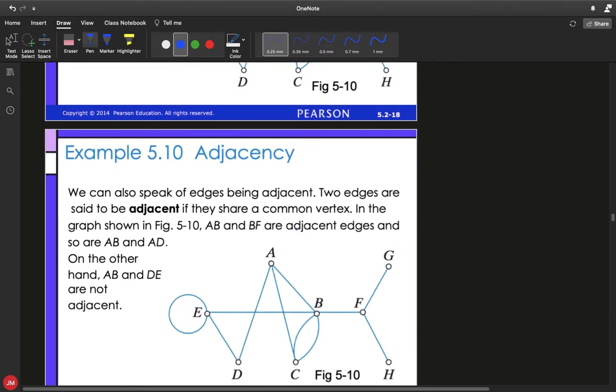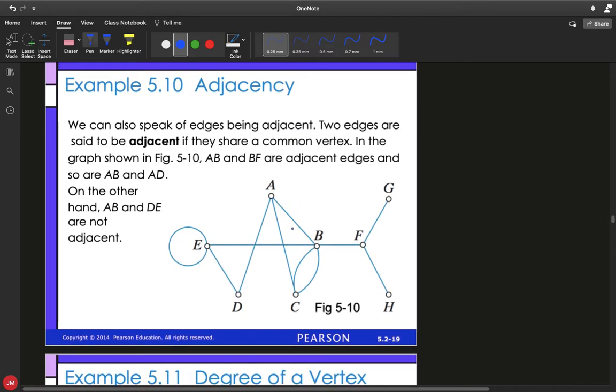Now, adjacency can also talk about edges. We say that two edges are adjacent if they share a common vertex. In other words, AB, this edge right here, would be adjacent to AC because they both share this vertex of A. We could also say that BF, this edge right here, is adjacent to BE, this edge right here, because again, they share this vertex of B.